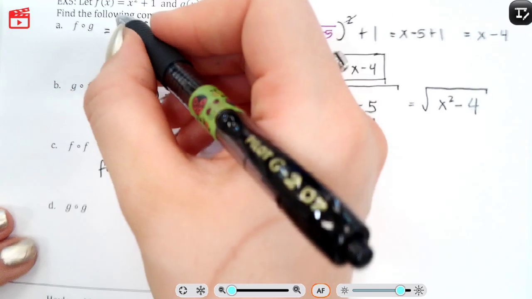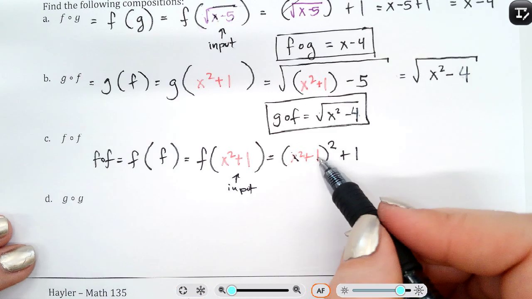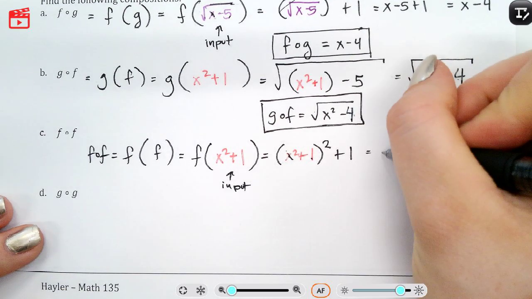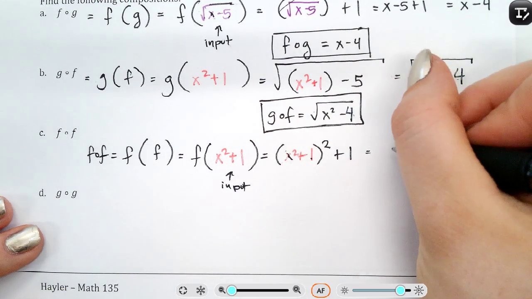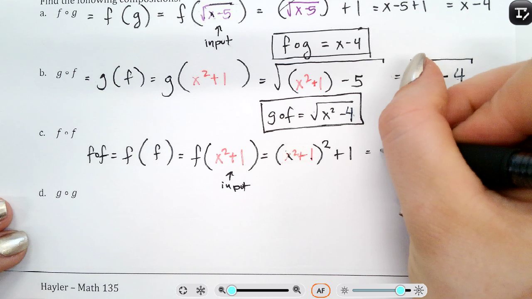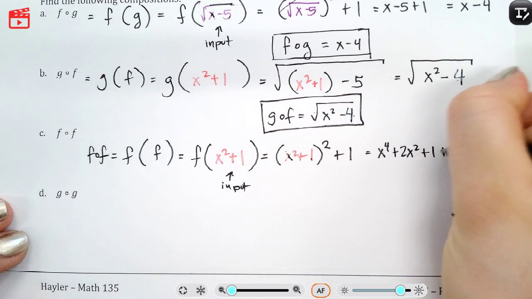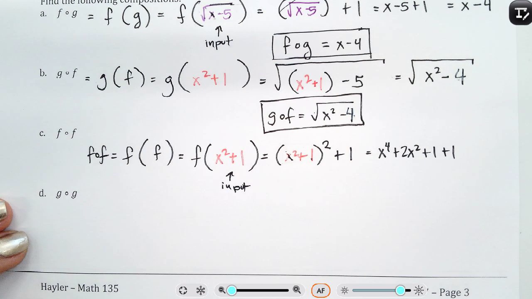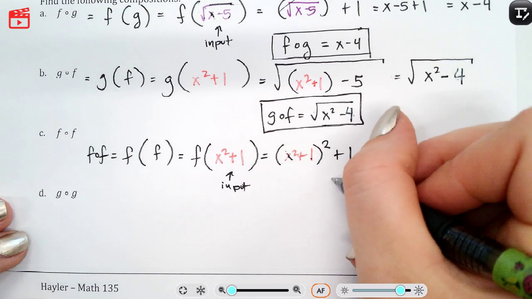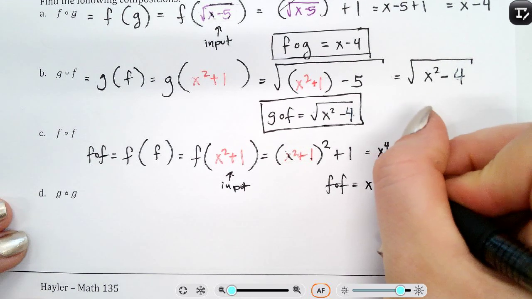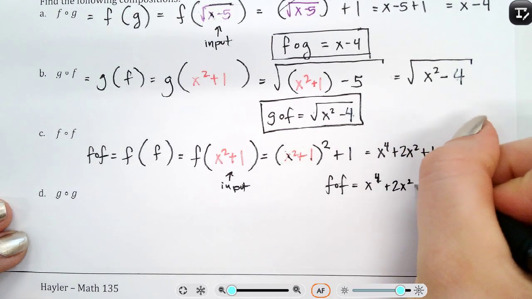So I'm inputting that in here and squaring it. So my input value squared plus 1. This is going to equal, so that's going to be foiling it out. Let's see, x to the 4th plus 2x squared plus 1 plus 1. So simplifying that, I'm going to get that f of f is equal to x to the 4th plus 2x squared plus 2.